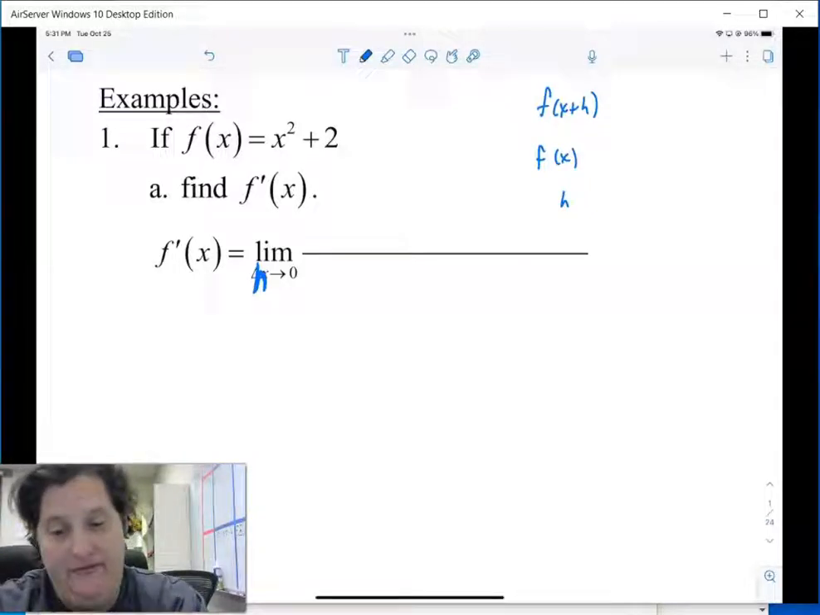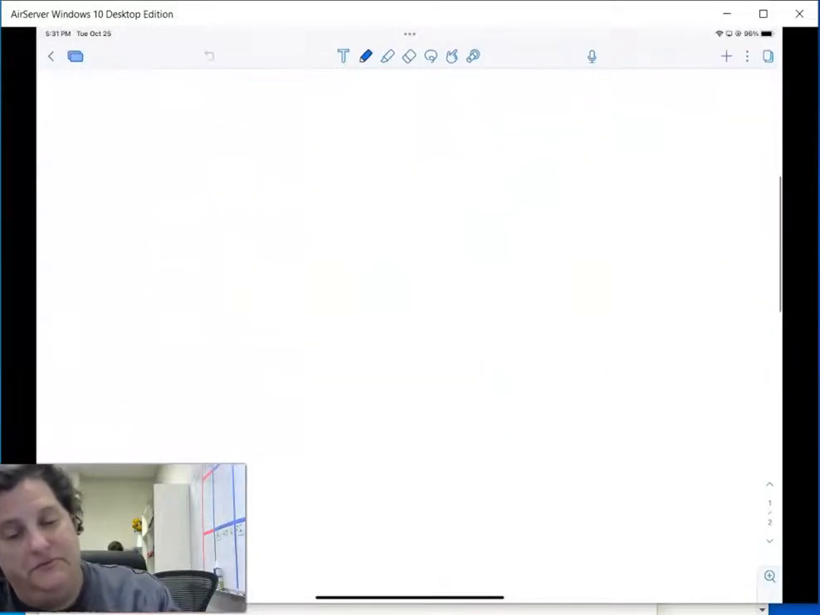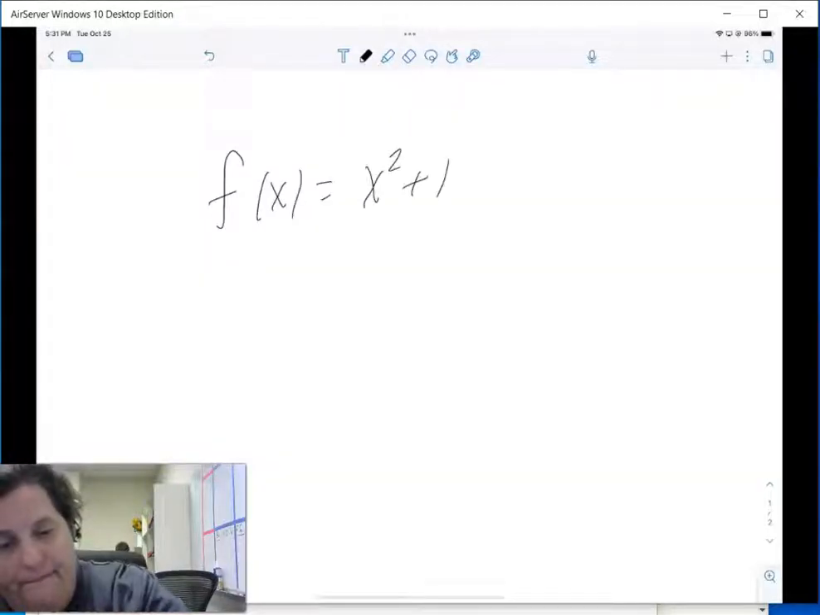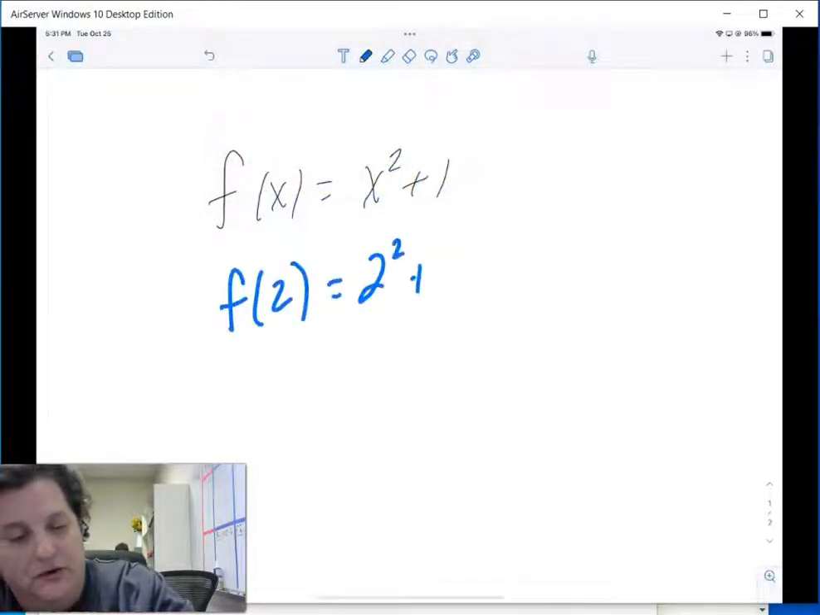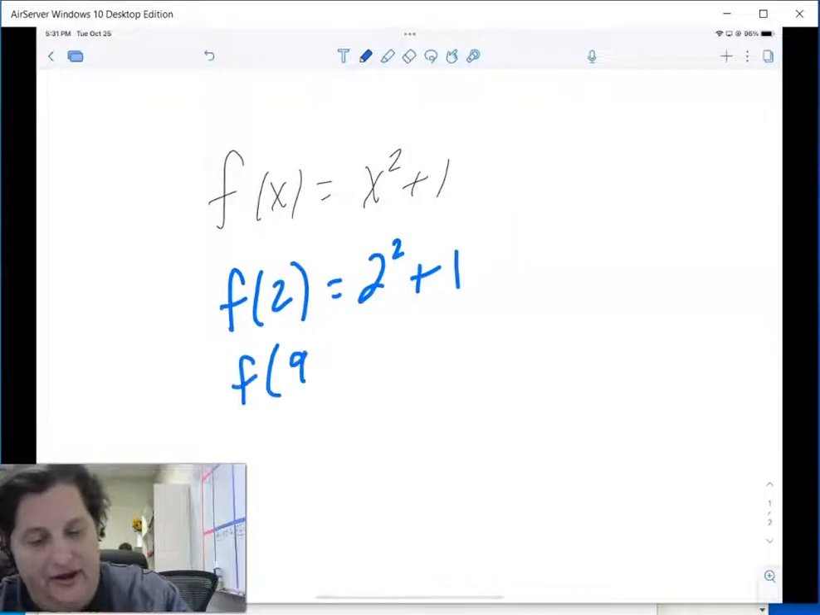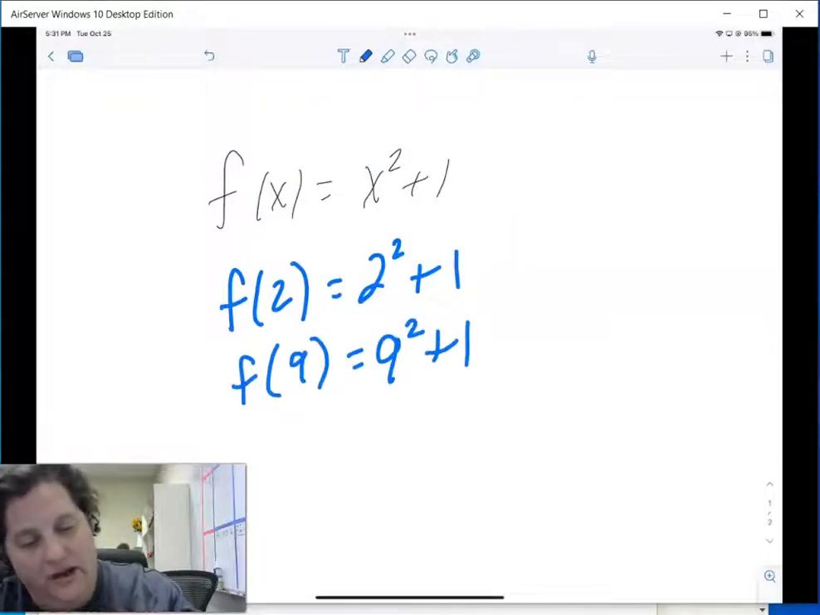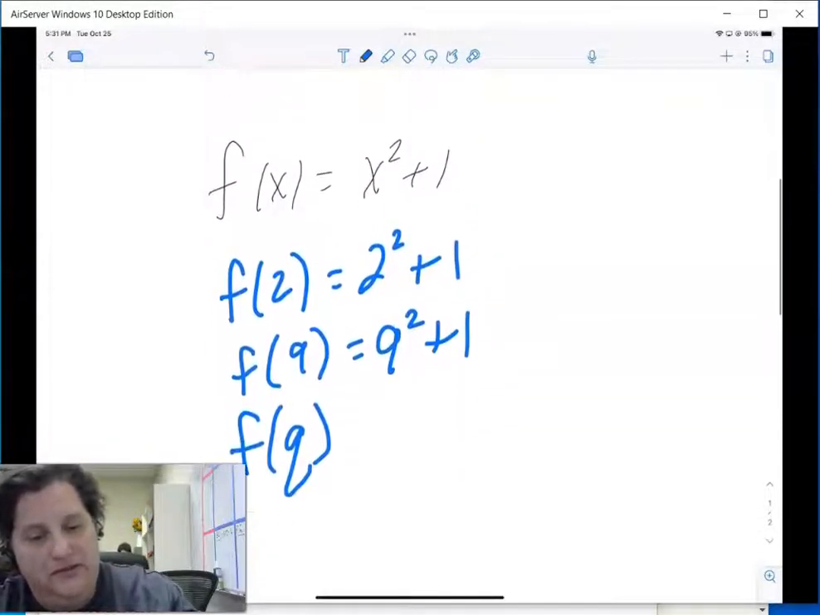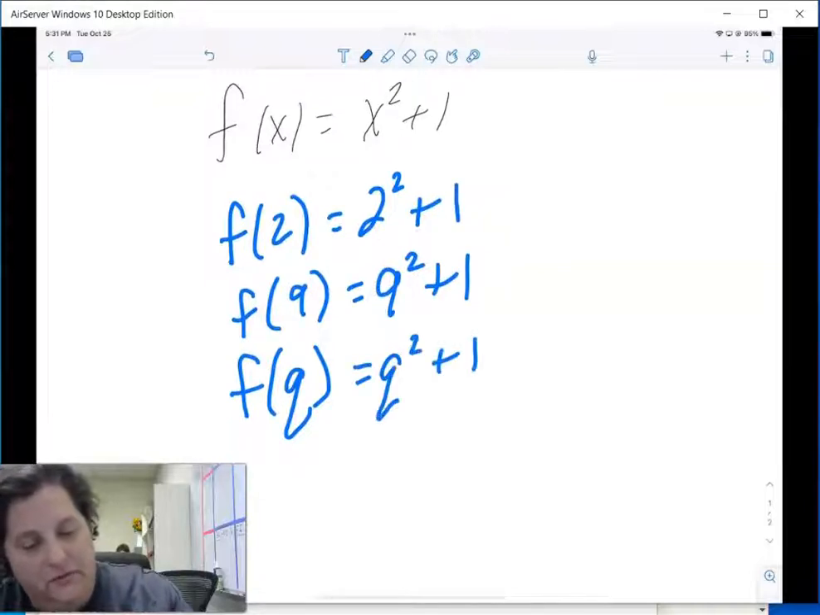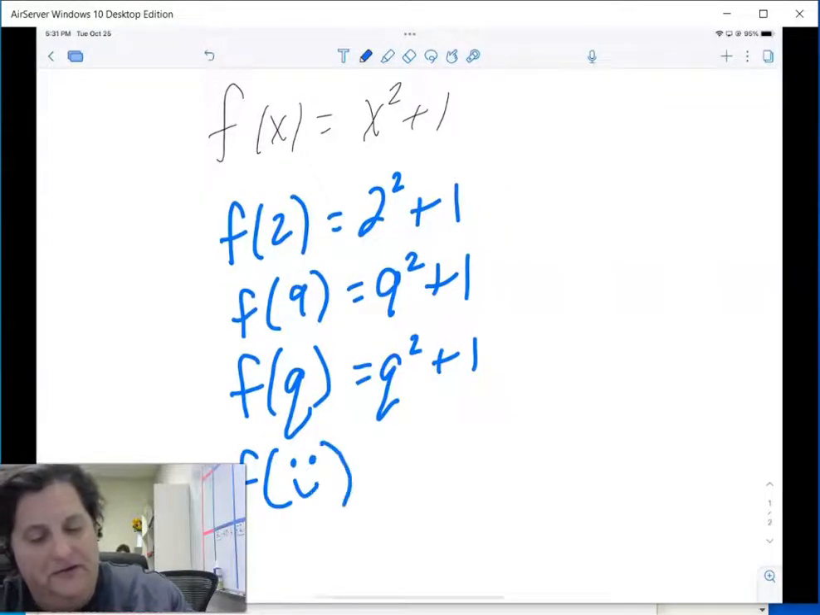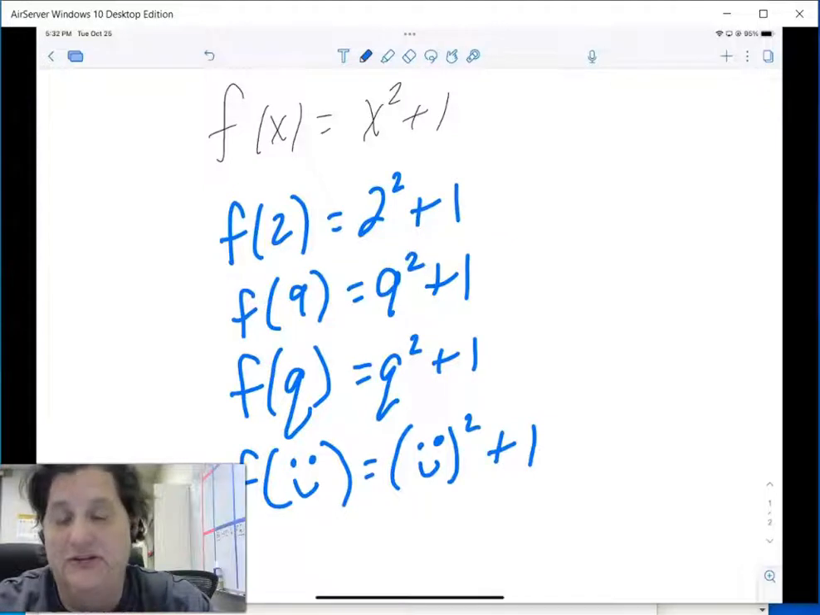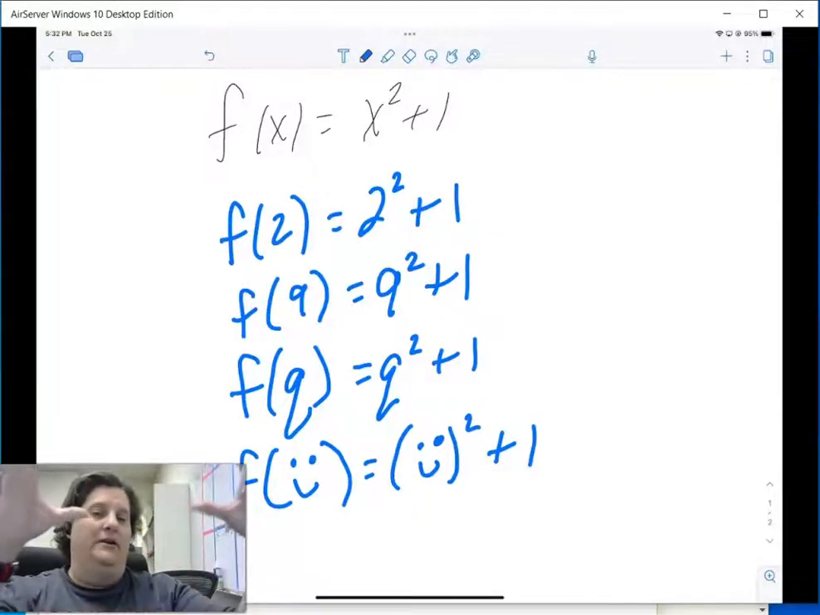Quick review on f of something. Quick review, because this messes people up a lot. Okay, let's say f of x is x squared plus 1. What's f of 2? 2 squared plus 1, right? What's f of 9? 9 squared plus 1. What's f of q? We can still do that, right? It's q squared plus 1. What's f of smiley face? It's smiley face squared plus 1. Doesn't matter. This is a function. It's saying whatever I input, I output that quantity squared plus 1.